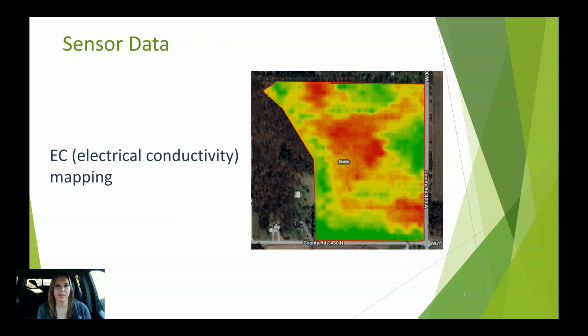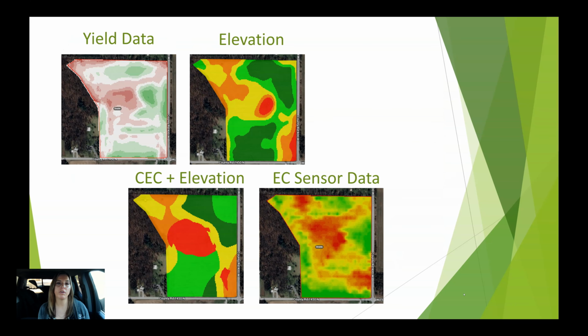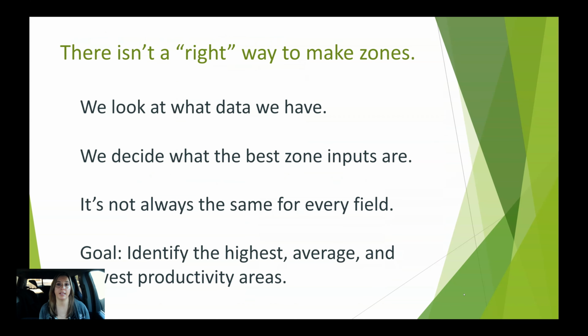I'm also starting to look at sensor data. So in this case, we took an electrical conductivity mapping device and drove it across the field. And if you put all 4 of those next to each other, yield data, elevation, CEC and elevation, and sensor data, you can see that there's differences, but they're pretty similarly picking up the lowest productivity areas and the highest productivity areas. And really at the end of the day, that's the goal.